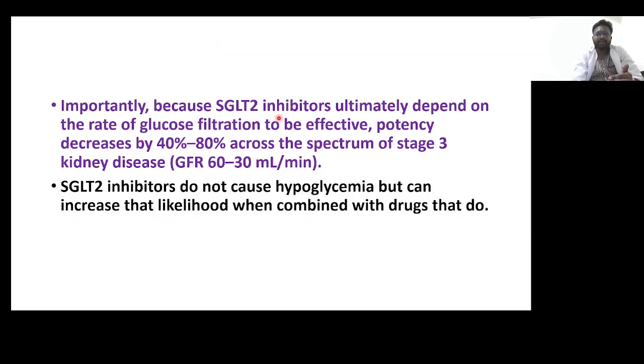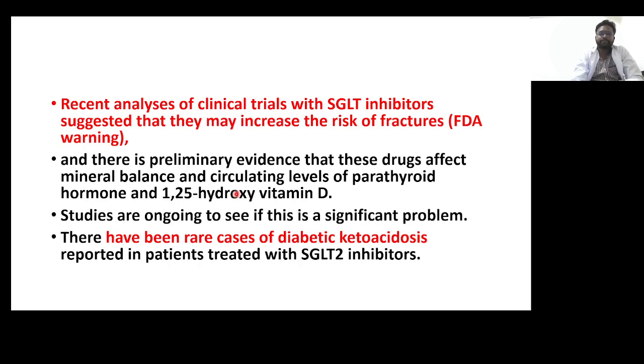Importantly, the SGLT2 inhibitors depend upon the rate of glucose filtration to be effective. The potency of the SGLT2 inhibitors decreases by 40 to 80% across the spectrum of stage 3 kidney disease, when the GFR is 60 to 30 ml per minute. SGLT2 inhibitors do not cause hypoglycemia, but can increase the likelihood when combined with other drugs that cause hypoglycemia. Recent analysis of clinical trials with SGLT2 inhibitors suggests that they may increase the risk of fractures. This is an FDA warning.